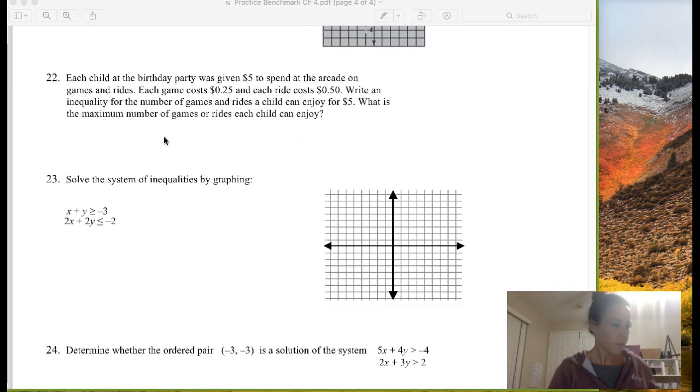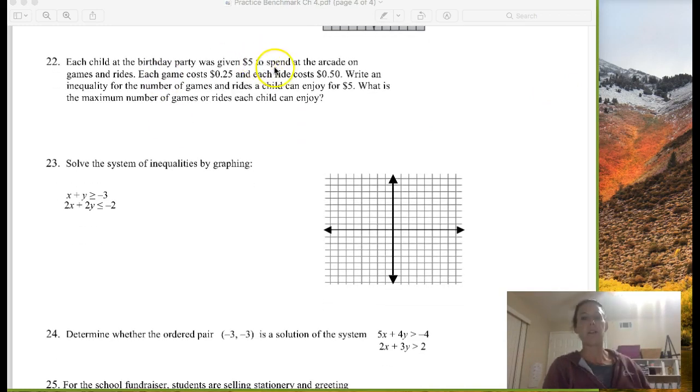All right, 22. Each child at the birthday party was given $5 to spend at the arcade on games and rides. Each game costs 25 cents. Each ride costs 50 cents. Write an inequality for the number of games and rides each child can enjoy for $5. What's the max number of games or rides each child can enjoy?